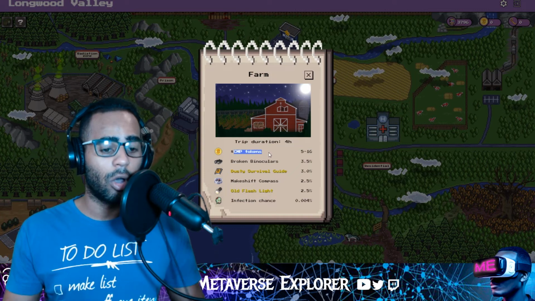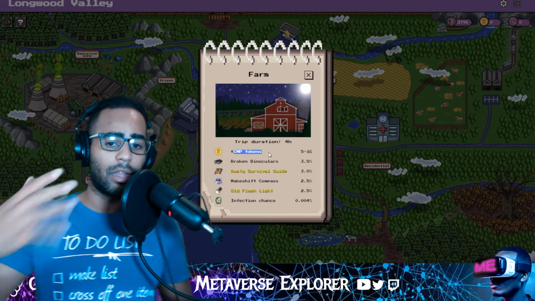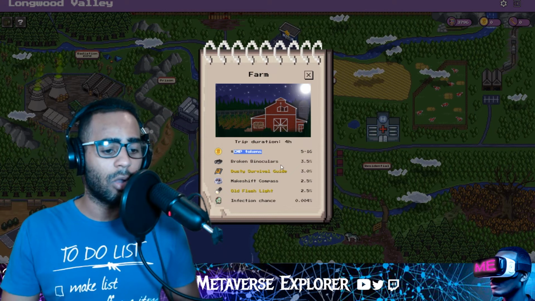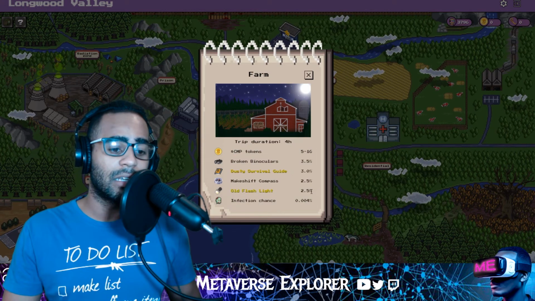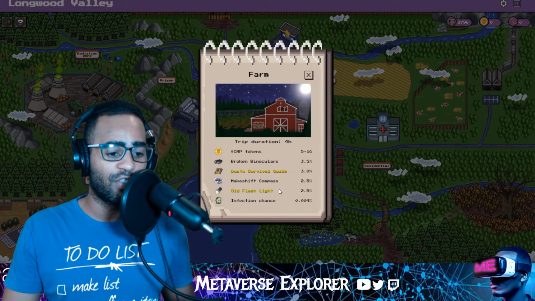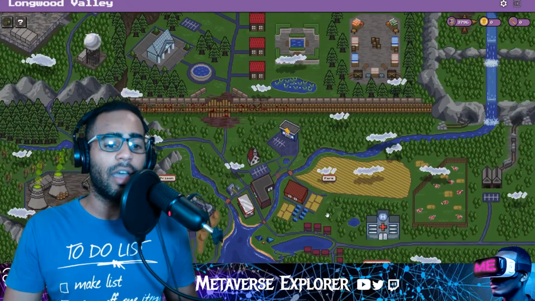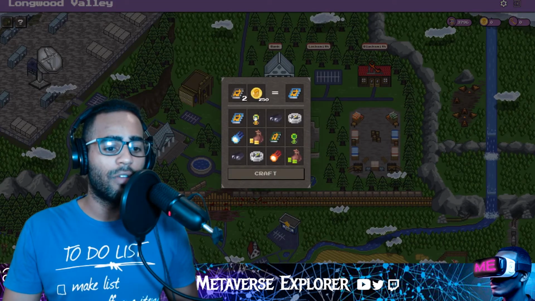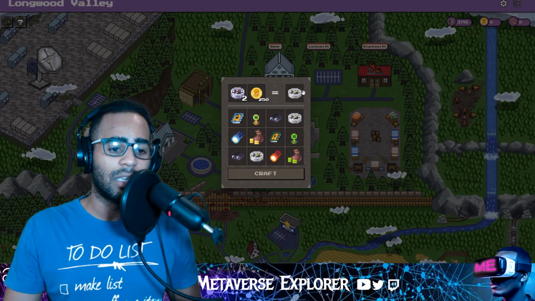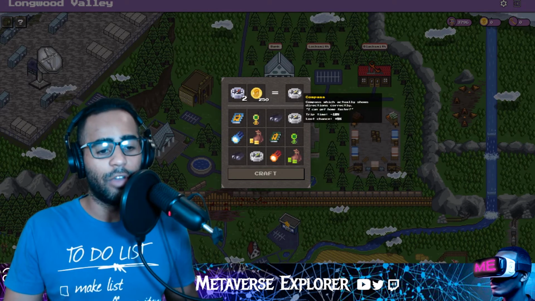You get it by going onto these trips and letting your heroes, your remnants, go out. You have small chances of acquiring lots of different items, such as broken binoculars, a makeshift compass, an old flashlight. And when you get all those things, you're able to go to the blacksmith and combine two of these items plus the token to get a better version of that item.